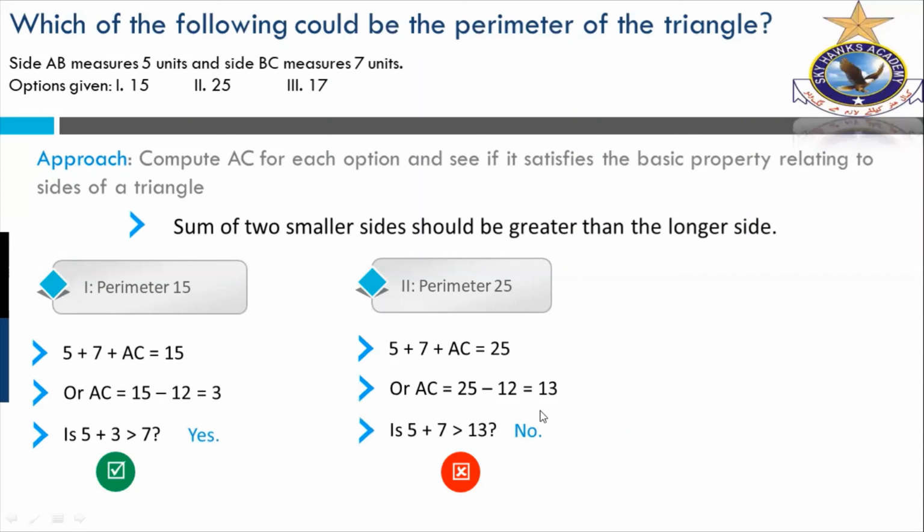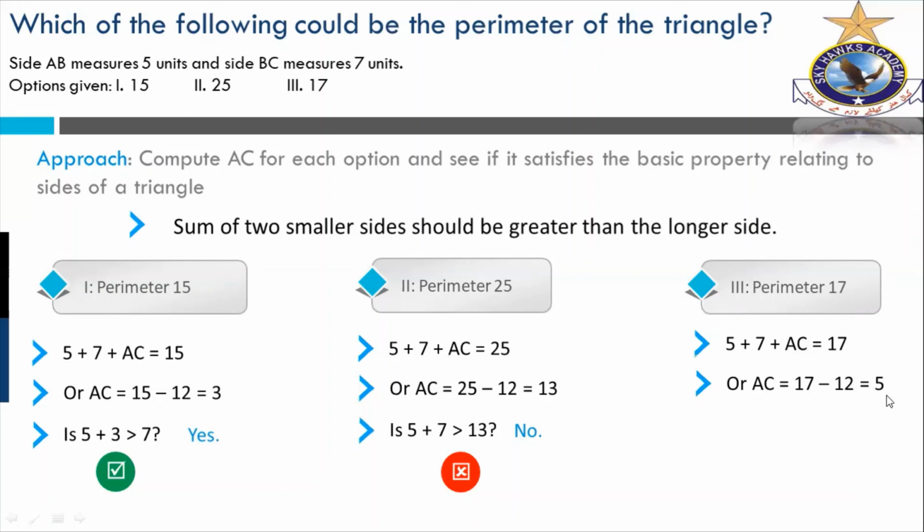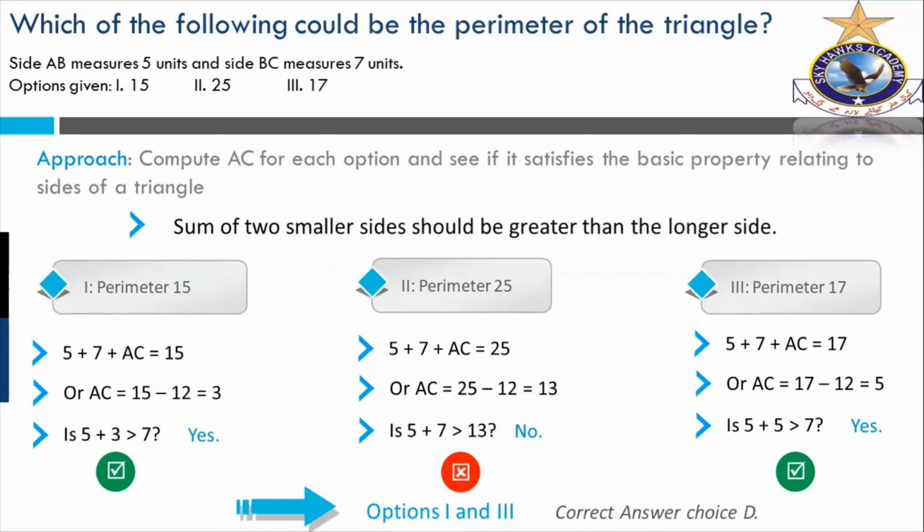Okay. So no option. The last option is the perimeter is 17. Once again, the sum of the three sides must be equal to 17. This is the perimeter. So AC is 5. Now we have 7, 5, and 7. If we add any two sides, that is 12, or 10, that is greater than the third side. 5 plus 5 is greater than 7. So yes, it's correct. This is, I think, the smarter way to find out. Are you getting this? It's so simple that you can just work it out. You can use this method also. So options 1 and 3, the correct answer is D.